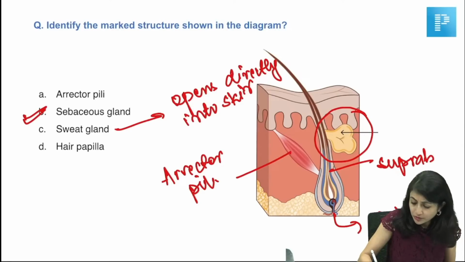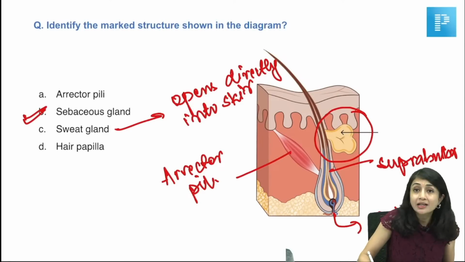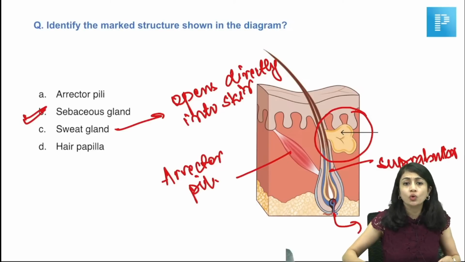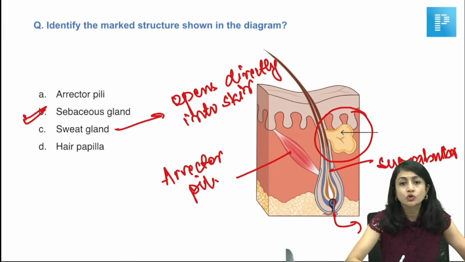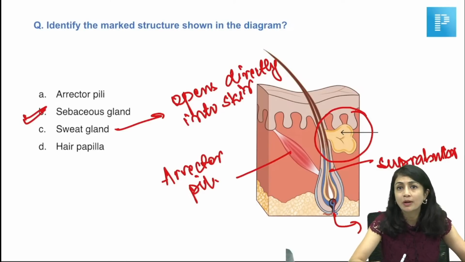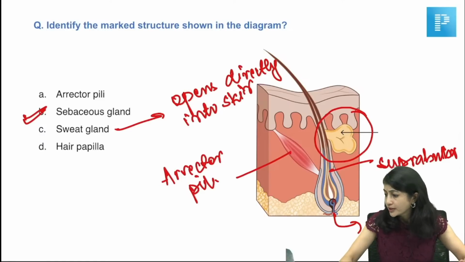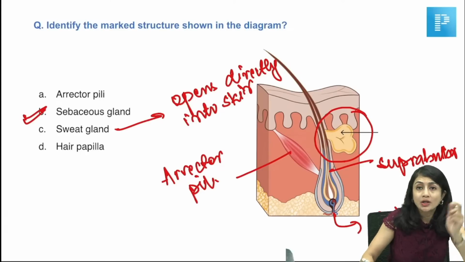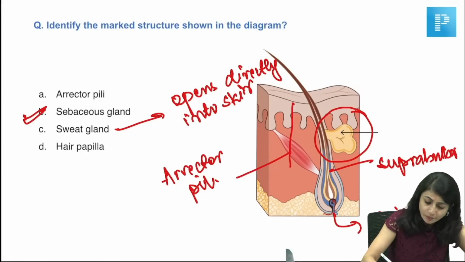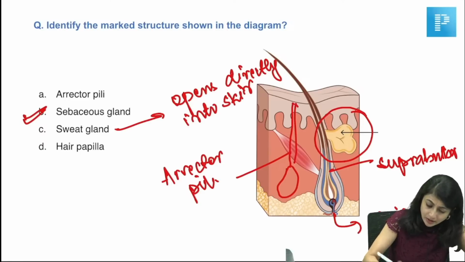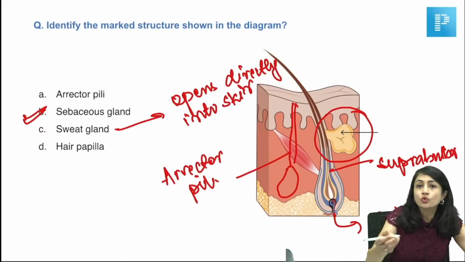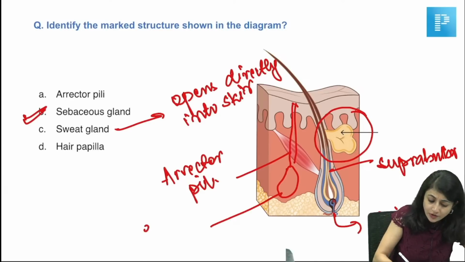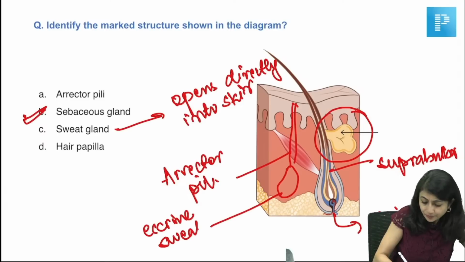So, was anything else asked which I have not covered, or which was different, which you could not understand? So, you can tell me about that. Glands were asked, okay. So, glands we have discussed. So, sebaceous glands, if they had wanted to ask about eccrine sweat glands, they would have put something like this. So, a gland which was opening directly into the skin surface. So, this would have been my eccrine sweat gland.